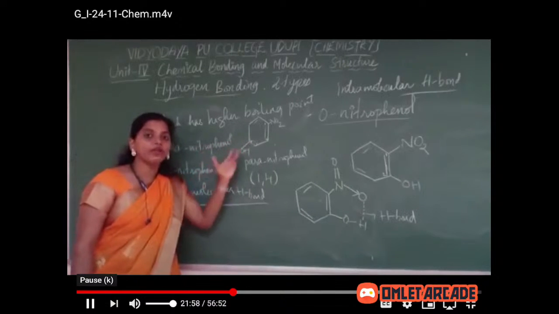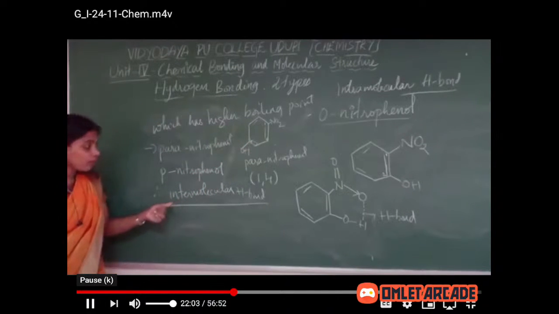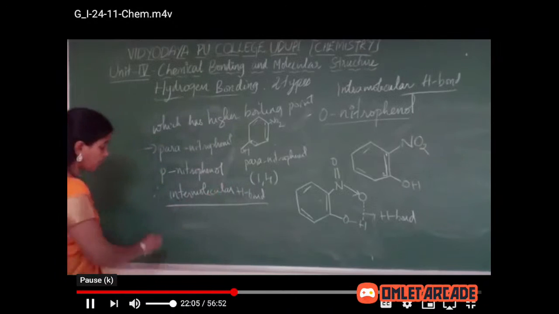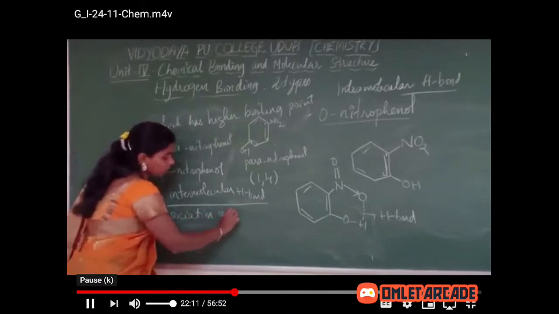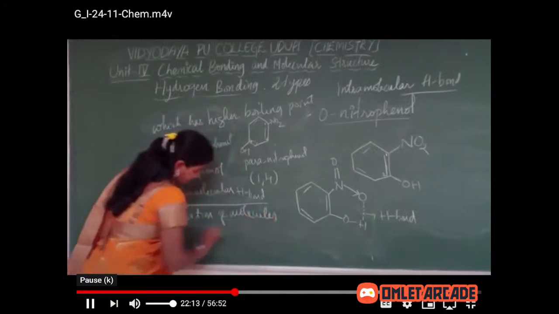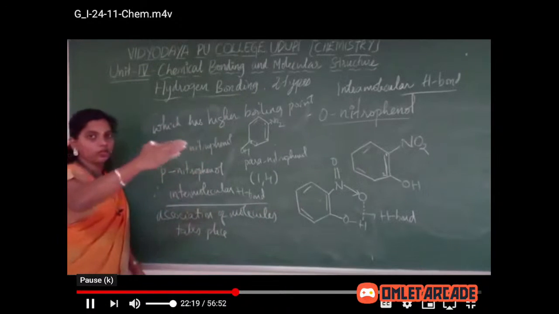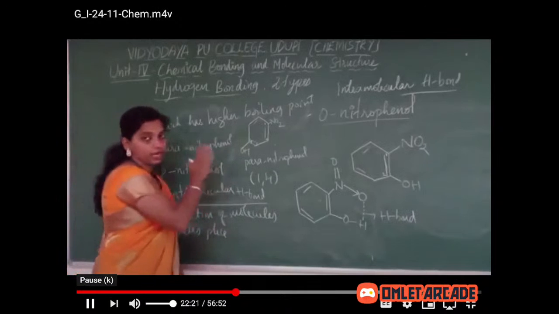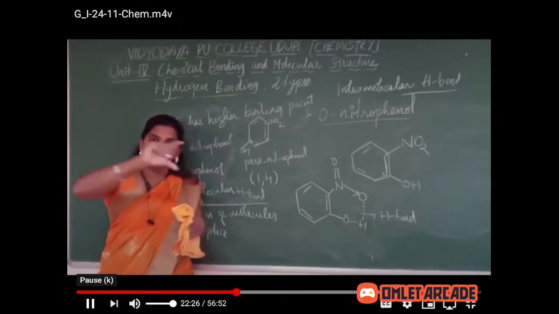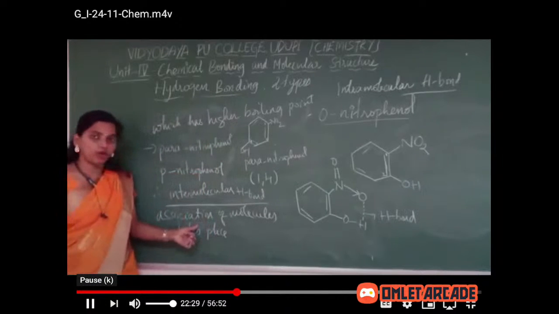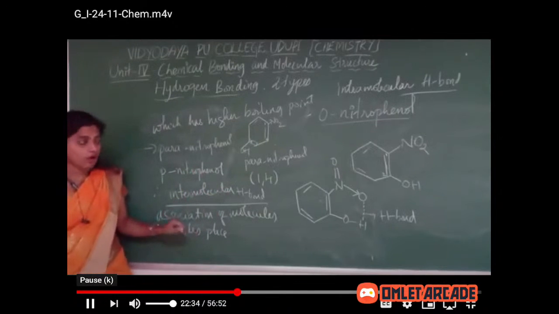If it forms between two different molecules, then it is called intermolecular. Because of the intermolecular hydrogen bond, association of the molecules takes place. Different paranitrophenol molecules are there, and between them, if a binding force is there, it forms a network-like structure. That is association of the molecules. It requires extra energy to break the bond.